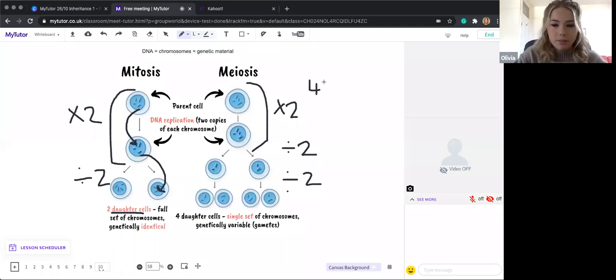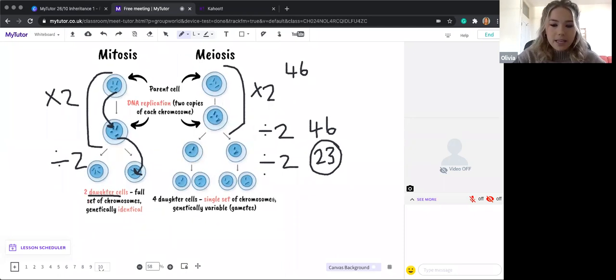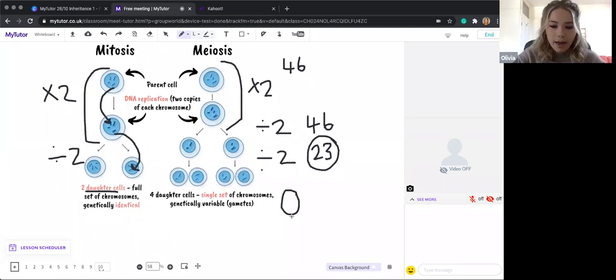So we would have gone from 46 chromosomes if we were talking about humans, with 23 pairs. We would have doubled that, so we'd have had two lots of 46, and then we divide that by 2 again, so we get 46 again, divide that by 2 again, and we get 23 pairs of chromosomes. So this would be our sperm or our egg. So meiosis creates more cells. Meiosis creates 4 cells, whereas mitosis creates 2.